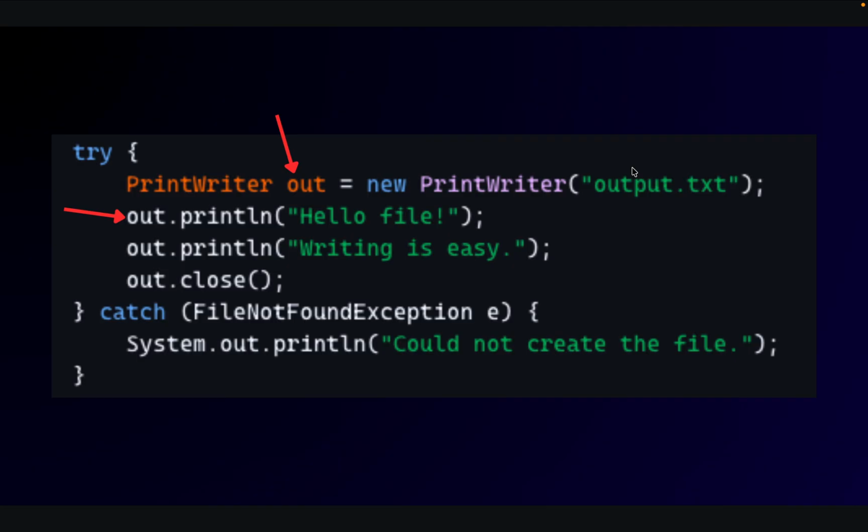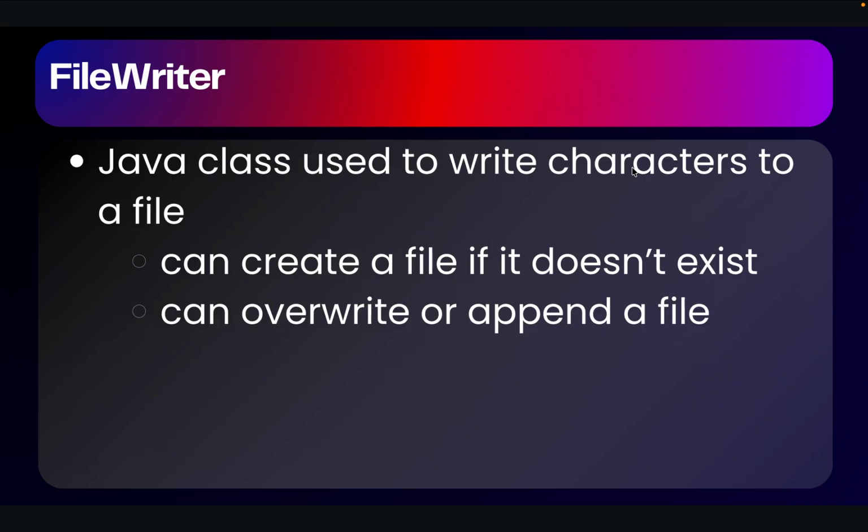Now, again, you never know what can happen, so we have our catch block that is going to say if for whatever reason this file cannot be found, then this is what we want to print out to the user. Again, when working with files, you always want to make sure you have a try and catch to prevent any runtime issues.